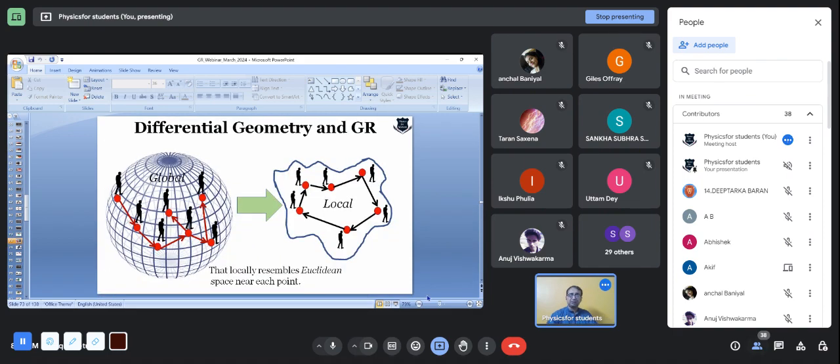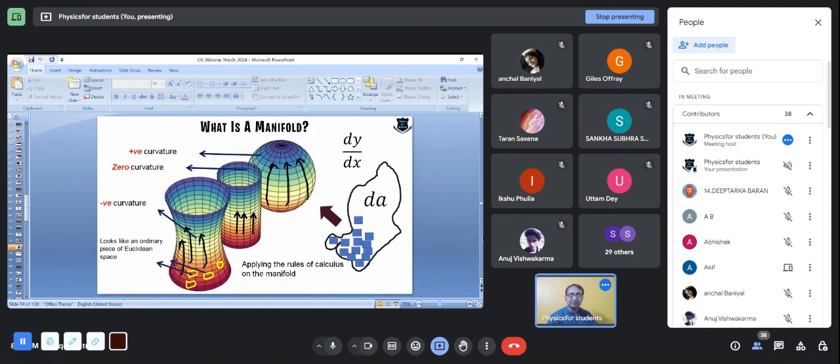Here you see, this is the man who is walking on a sphere. All of you can see. Now if I zoom it further, it will become flat, something like this. Here you see, the lines are meeting, it is a positive curvature. The lines are straight, it is zero curvature. The lines are diverging, it is called a negative curvature.